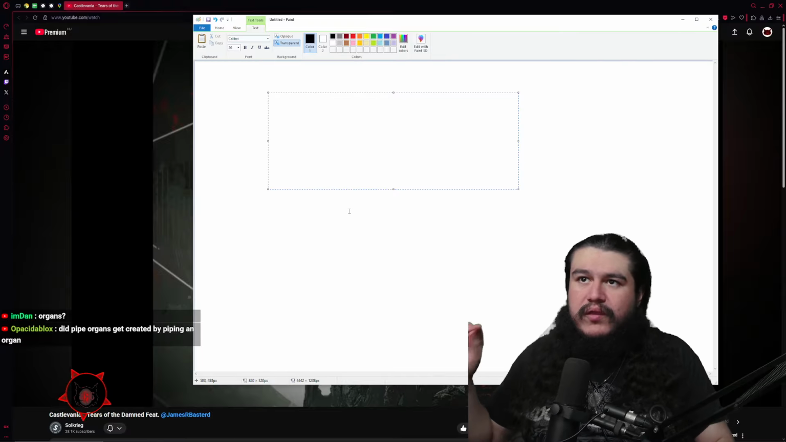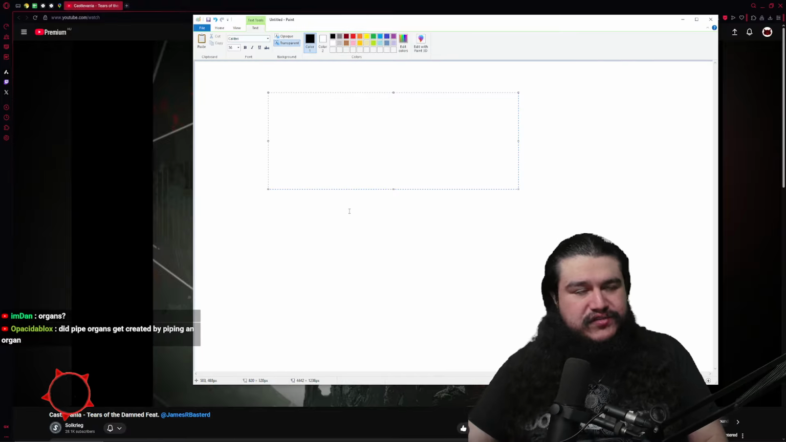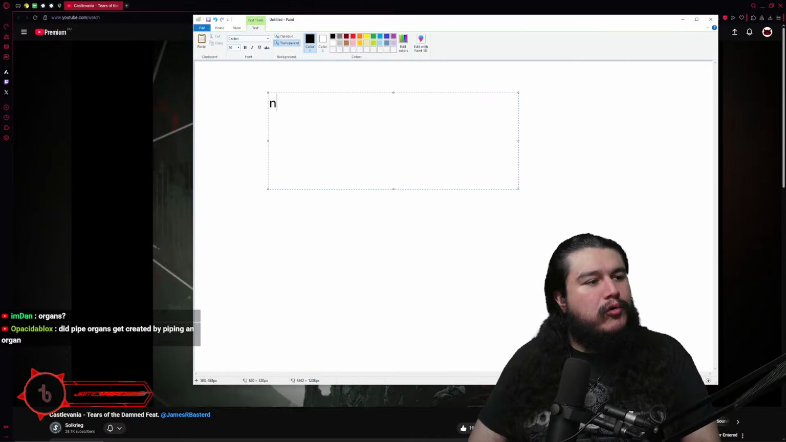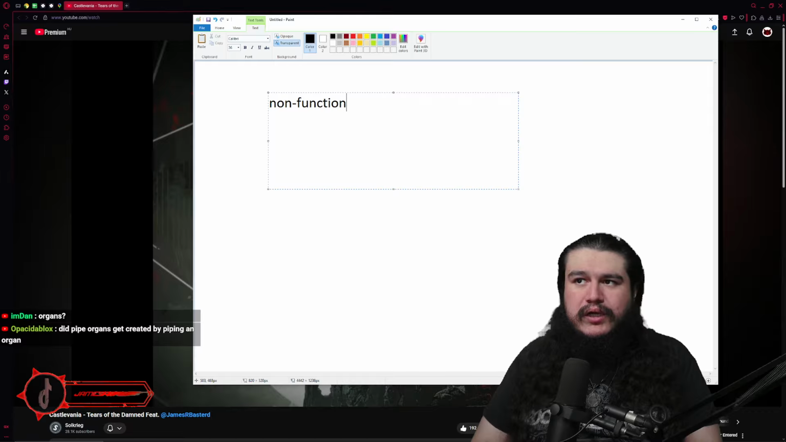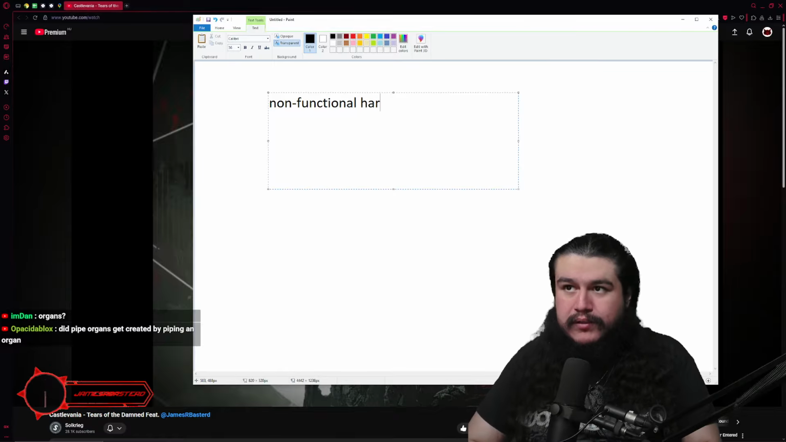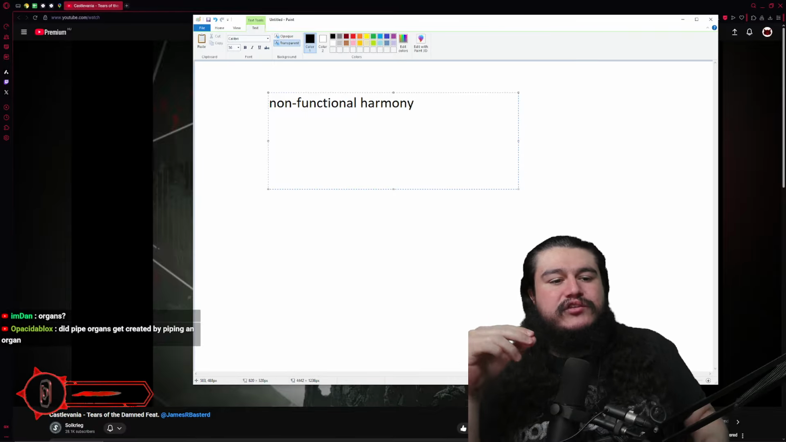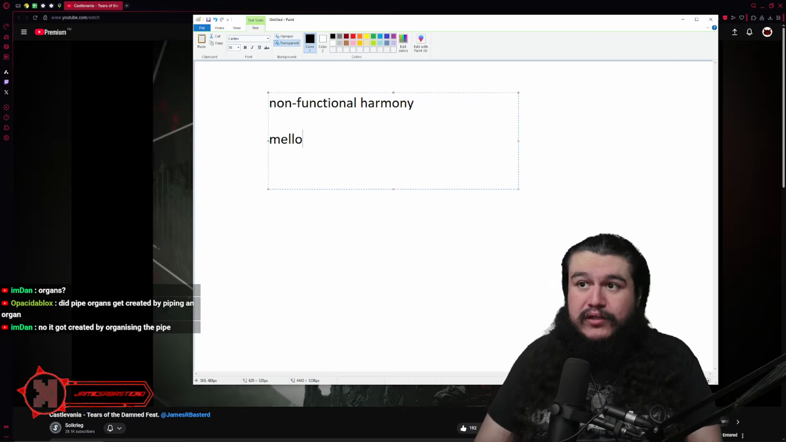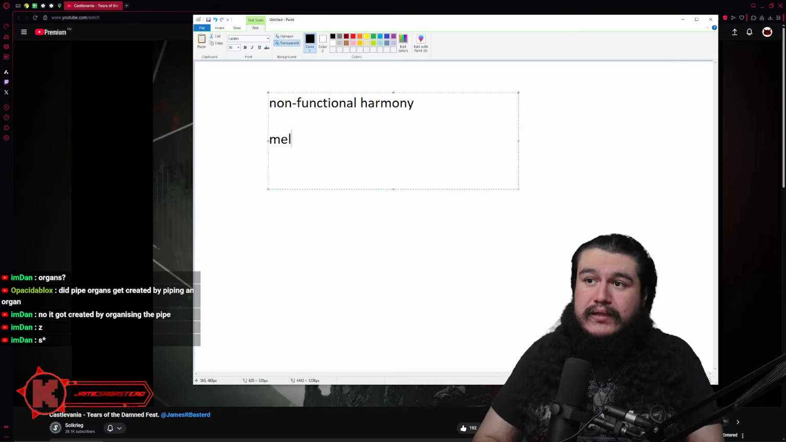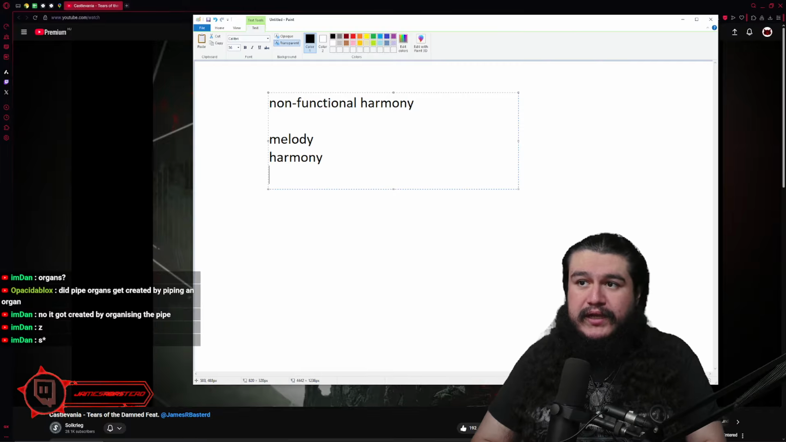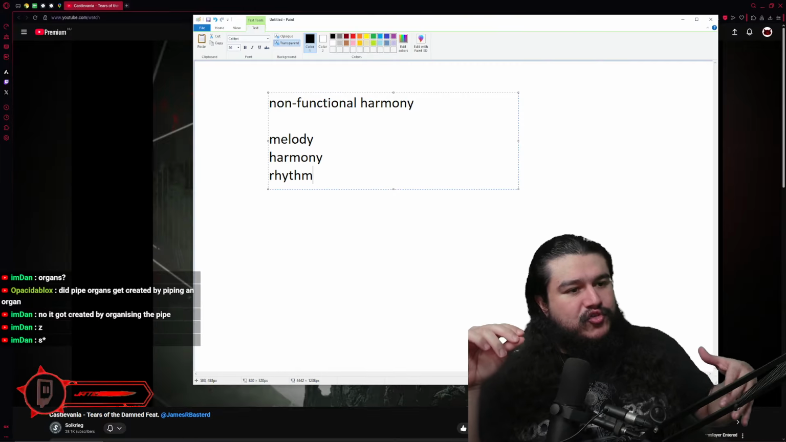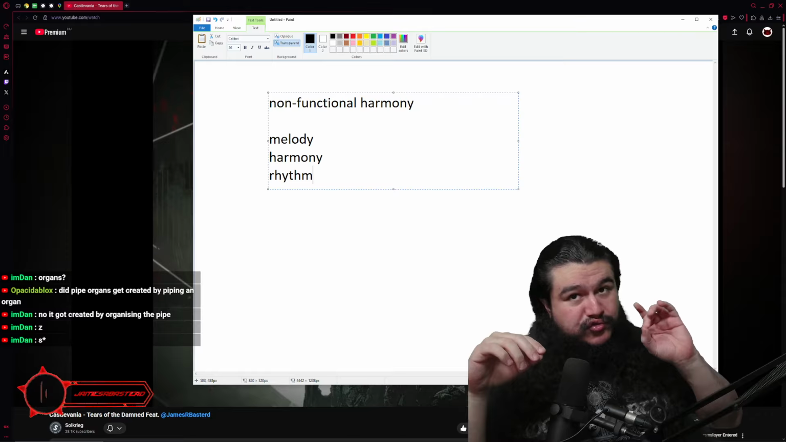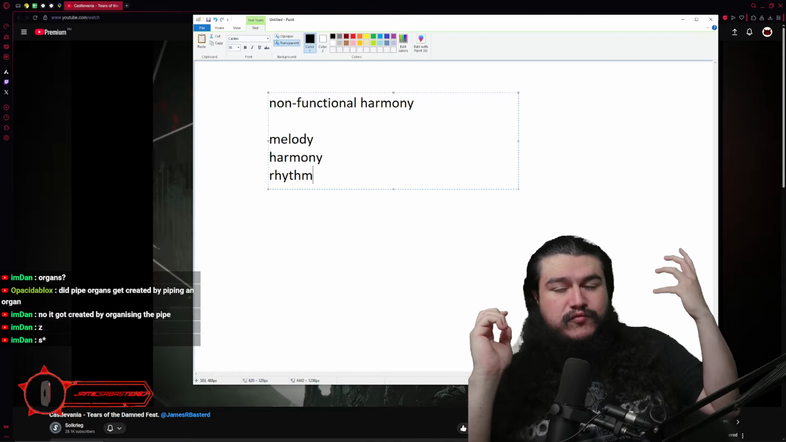So, most percussion that exists out there is in what we call non-functional harmony. Non-functional means that it does not have a function in the harmony. When you have music, you have three components: melody, harmony, and rhythm. Melody, of course, being the individual horizontal lines, for example, the motif we just heard.